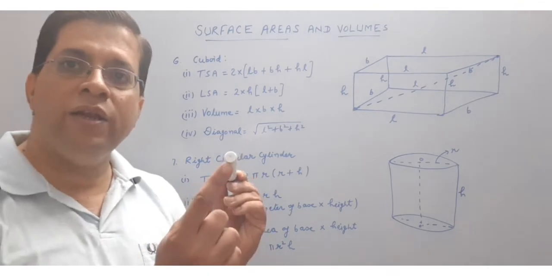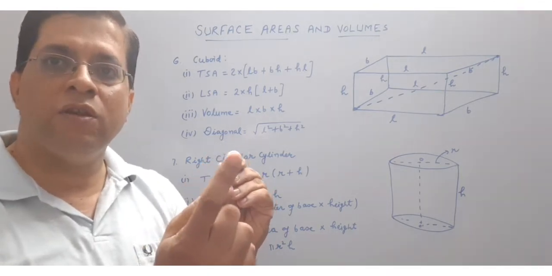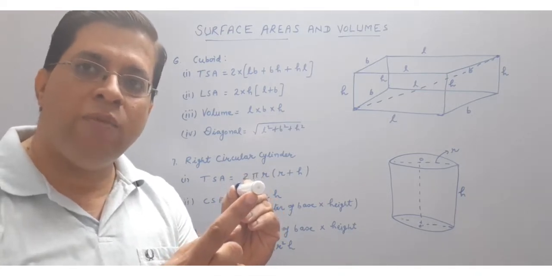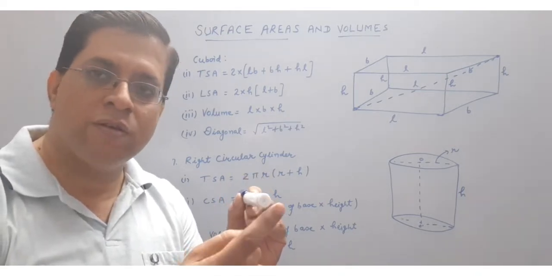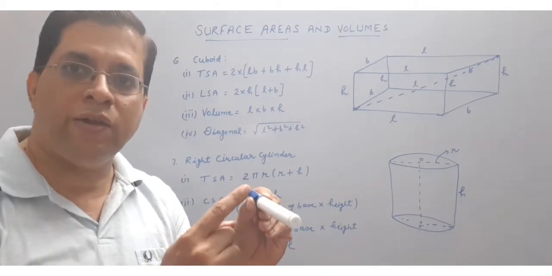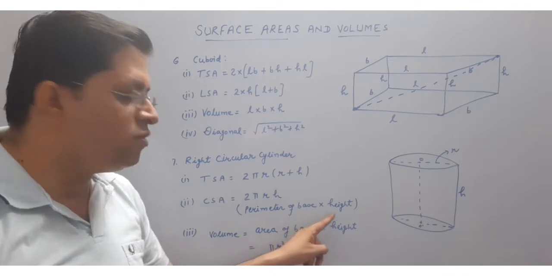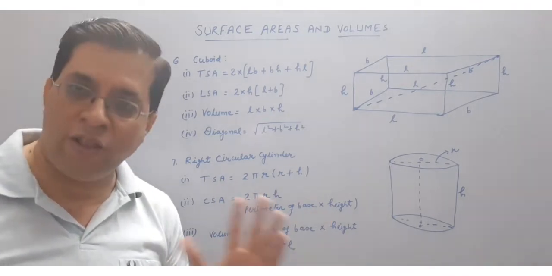The base of the cylinder is circular in shape. So I can say the perimeter or circumference of that base into height. Another formula of CSA is the perimeter of the base into height, that is 2 pi r h.